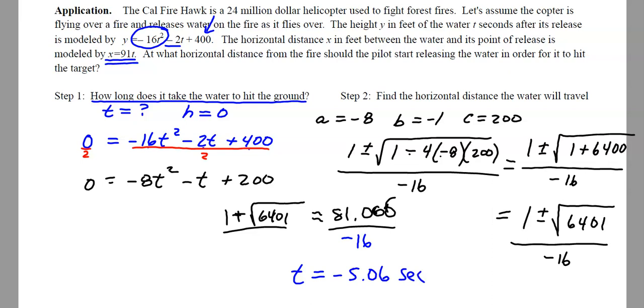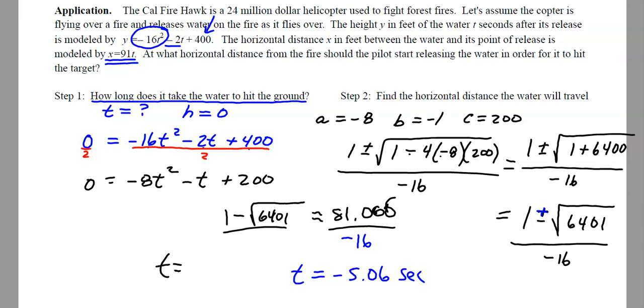And we're not going back in time traveling somehow. I should have known that when I did the addition one, I'm going to have a positive on top and a negative on bottom. So I should have just skipped that and done the minus version. All right, so let's do that. So come back, 1, take away radical 6,401, enter, divided by negative 16, enter.